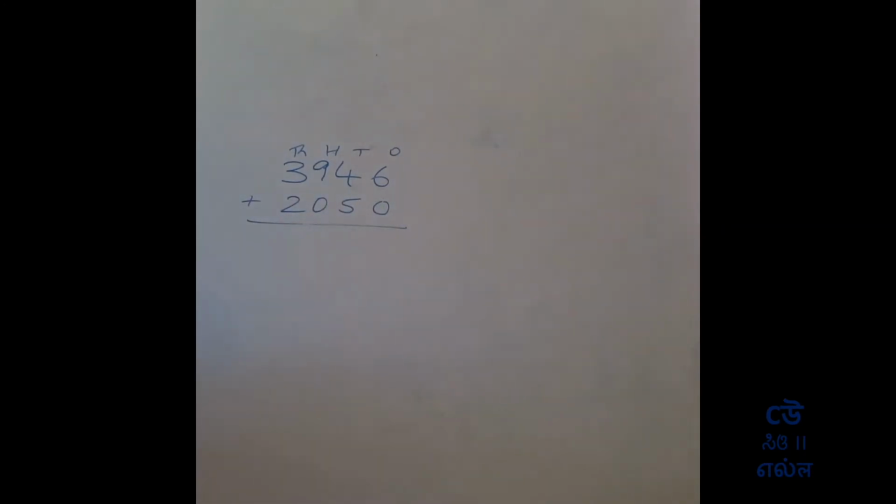So see, 6 plus 0 is 6. Next we add the column-wise numbers. 4 plus 5 is 9. See children, if we have any carry, that will be forwarded to the next place value, right? So we have 8, 9, 4, 3. 9 plus 3 is 12.